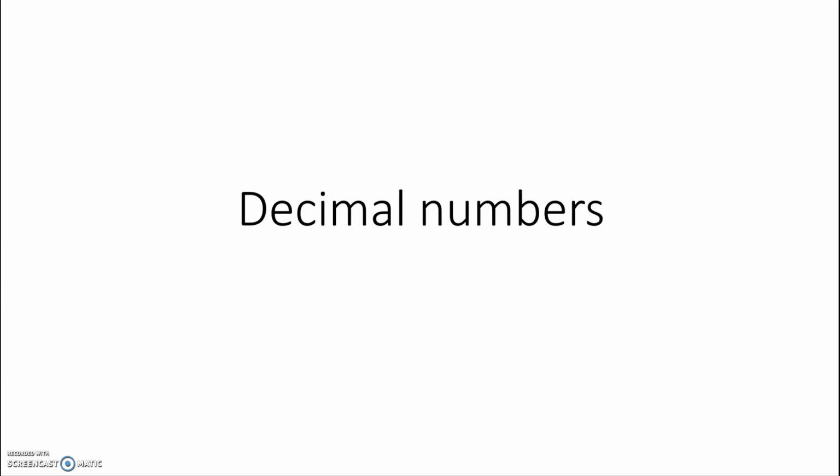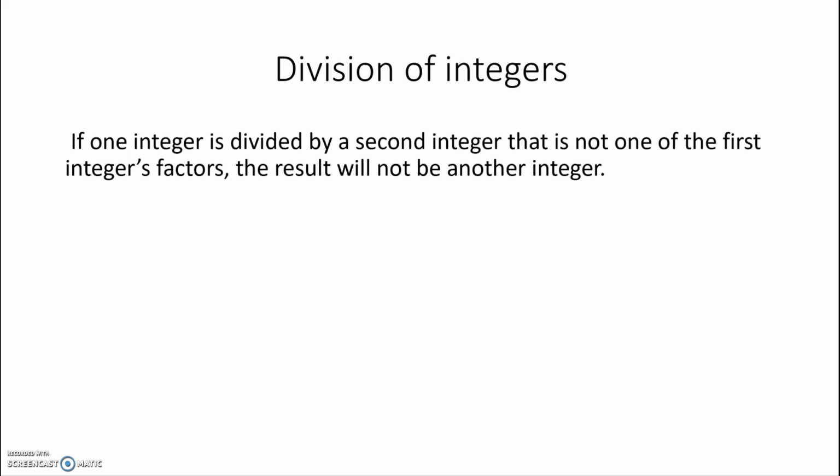This is a short video on decimal numbers as part of a series of short videos on revision of arithmetic skills. So we're going to look at decimal numbers, and if one integer is divided by another integer, and that integer is not one of the first one's factors, we won't get an integer as an answer. Our answer will be somewhere between two integers, maybe.